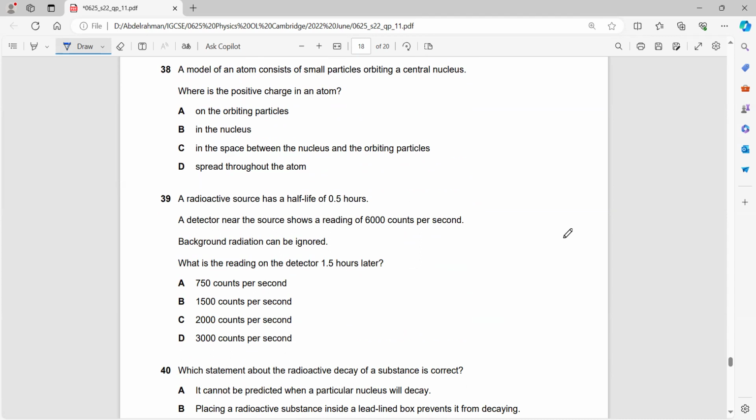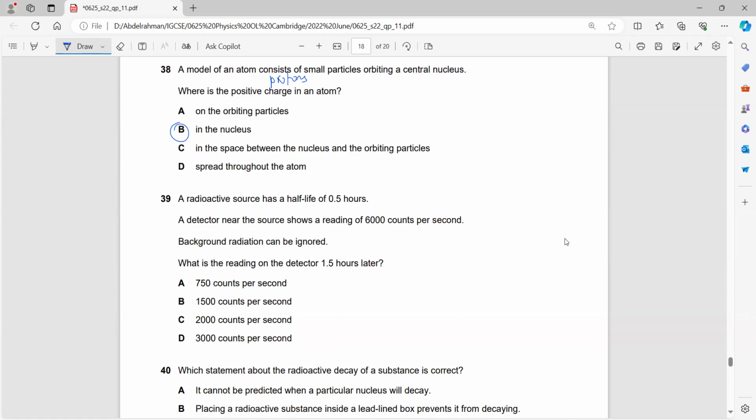A model of an atom consists of small particles orbiting the central nucleus. Where is the positive charge in an atom? B, in the nucleus. The positive charge is carried by the protons, and protons are definitely inside the nucleus.